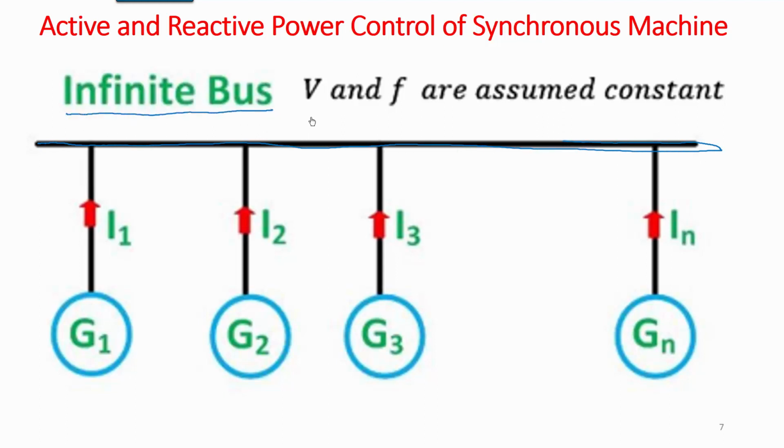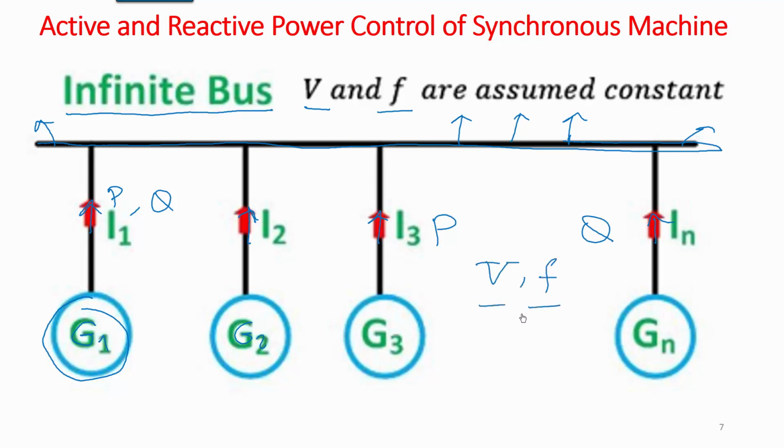On an infinite bus system, voltage and frequency are assumed constant. So there are multiple generation units, generator 1, generator 2. All those generators produce some power and reactive powers. And behind these generation units, there are many loads all around the grid. All those generators supply power and reactive power to maintain a constant voltage and frequency network.